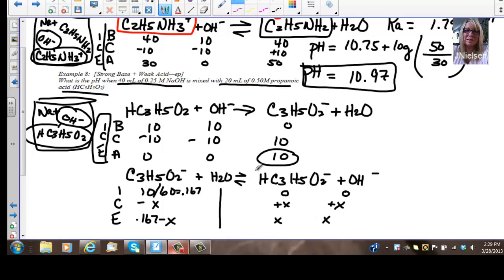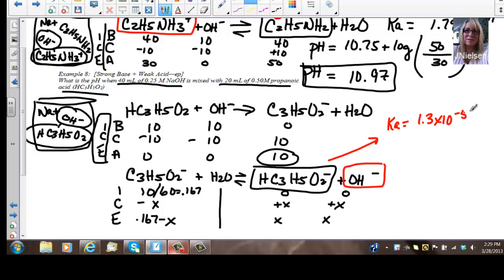Now, I can find the Ka of this, but what I really am finding is the OH minus. So I'm going to have to find the Ka and use that to find the Kb. So our propanoic acid, the Ka is equal to 1.3 times 10 to the minus 5. So Kb equals Kw divided by Ka. So therefore my Kb is equal to 7.69 times 10 to the minus 12.